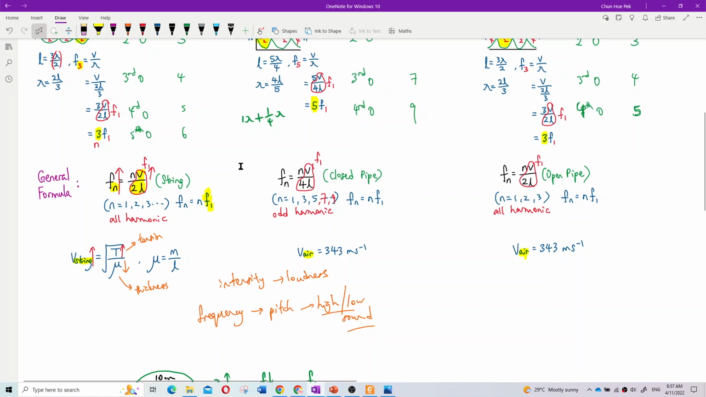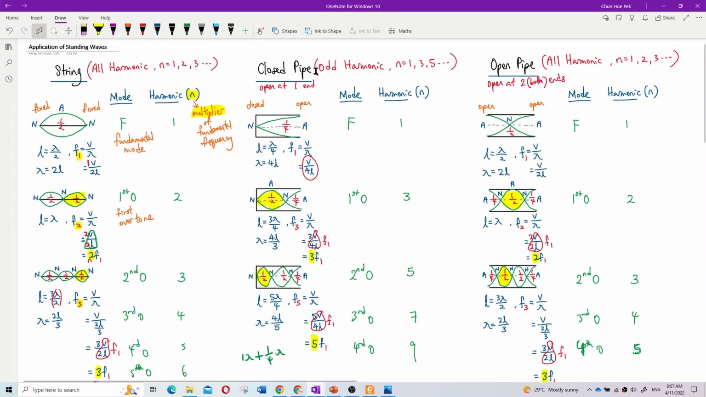All harmonic. Understand? But the only difference is the speed of sound. Later I will explain about the speed of sound. But first I want you to look at the closed pipe. Closed pipe is odd.